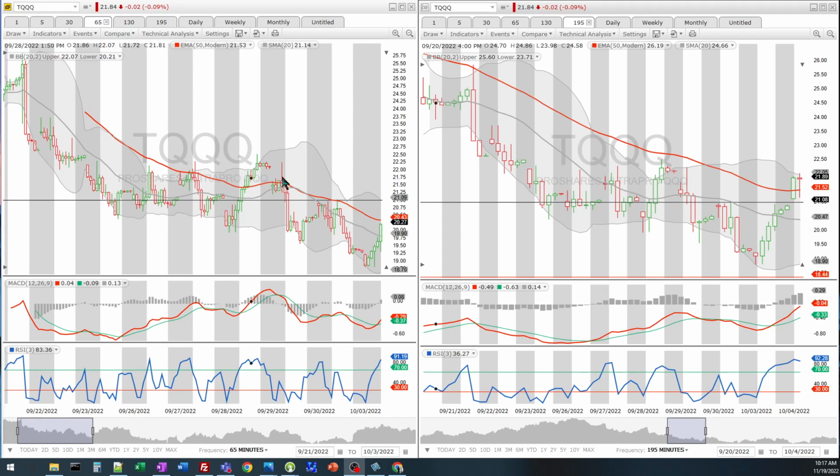So this is 9/28. Here's 9/28 on the 195-minute side on the right-hand side here. See that? Notice that on the 195-minute, it didn't even get to the red line. The 195-minute simple moving average SMA line is equivalent to the 65-minute EMA 50 line. You will see that correlation a lot. Okay? You'll see that correlation a lot.